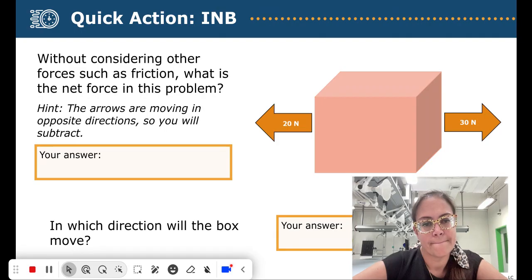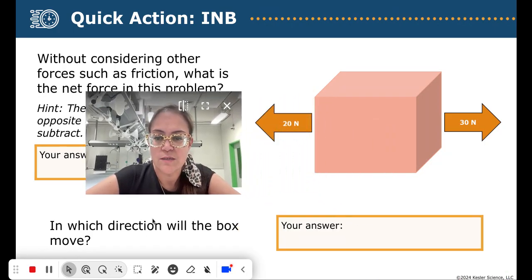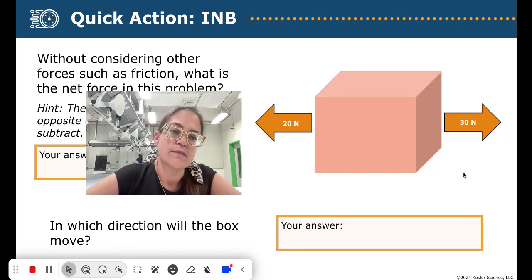What do you think? They're opposite directions, so we're going to subtract. So we're going to subtract 20 from 30, because that's the smaller number from the big number. So the amount of force is going to be 10 newtons. Remember your label always. So 10 newtons. So we have 30 minus 20. And then the other question asks, which direction will the box move? Will it move to the left? Will it move to the right? Well, since we have more force moving to the right, that's the direction our box is going to go. 20 newtons from this force is going to be used to cancel that out. And so what's left is 10 newtons moving to the right.